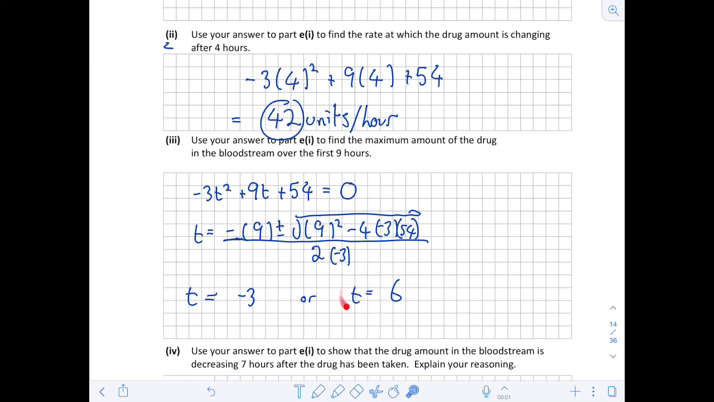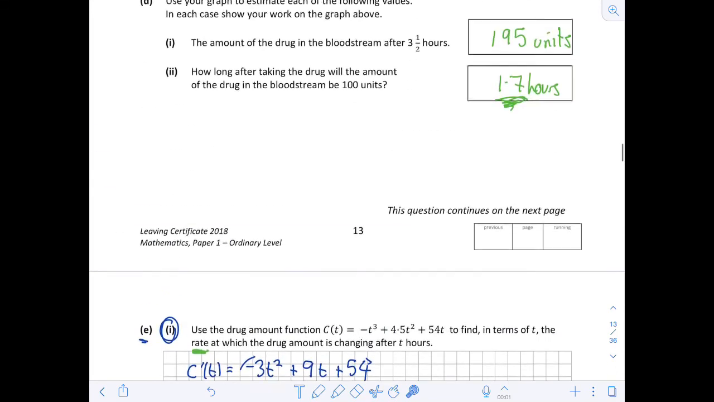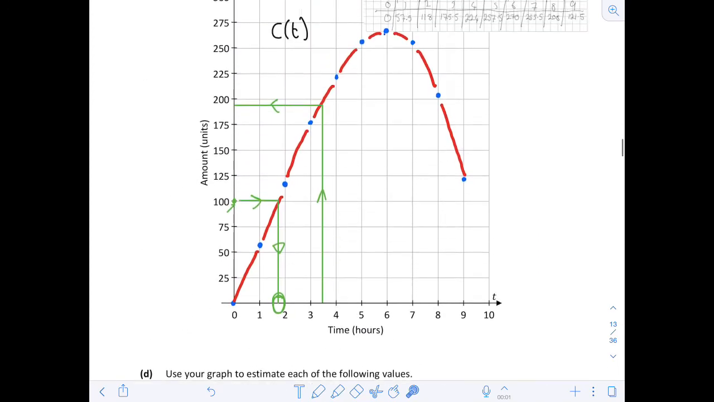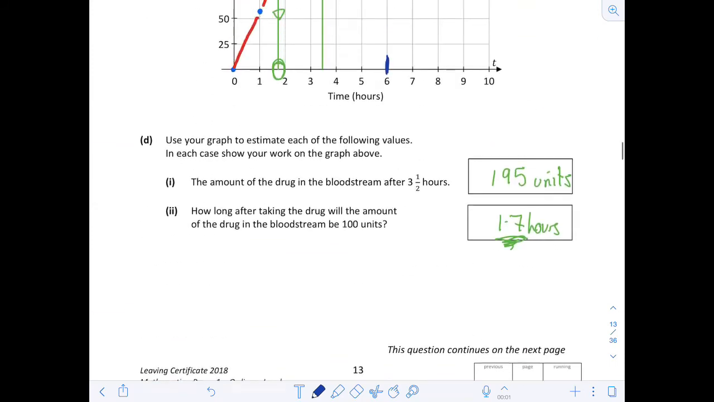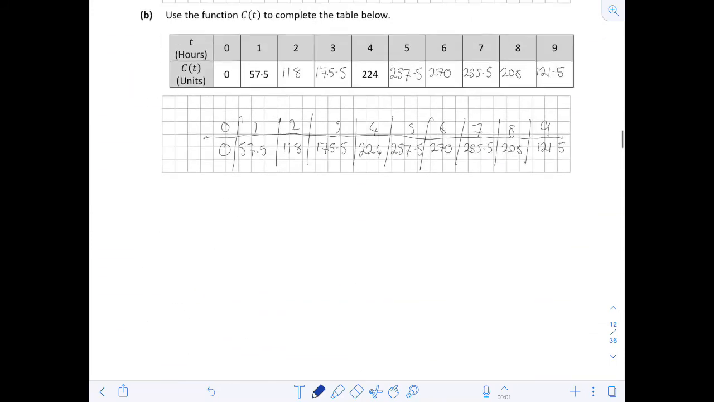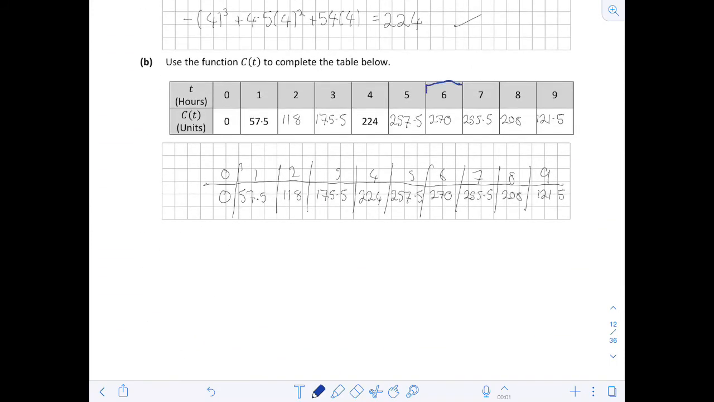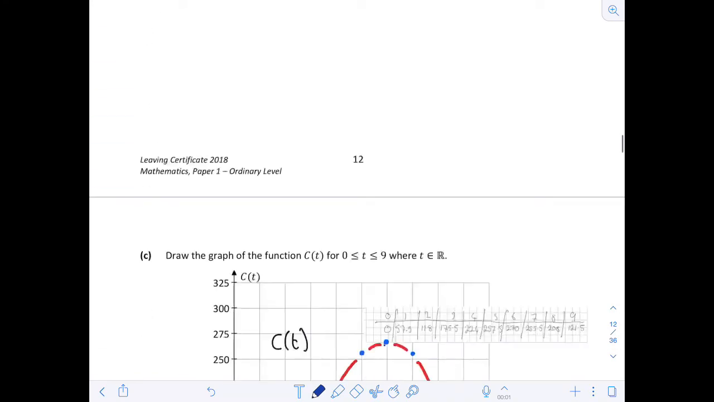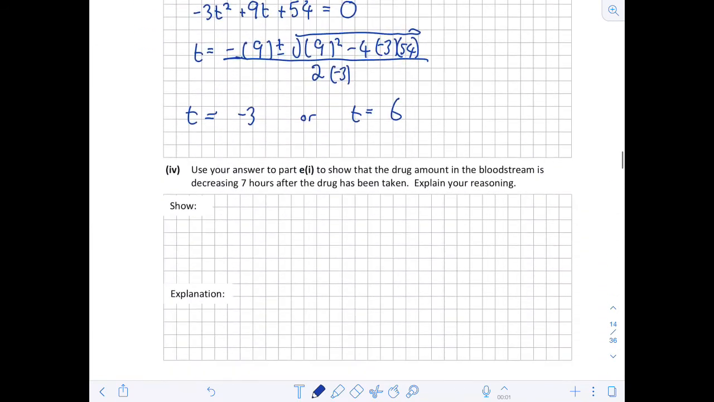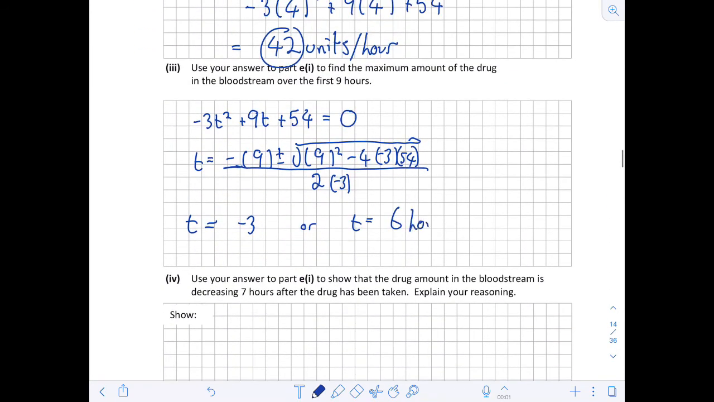Now, that's the time at which it happens. So let's just check that on our graph. The time at which it happens is 6, which is here. That's when the maximum happens. And we know our t at 6 is 270. So it's 6 hours at 270 units.